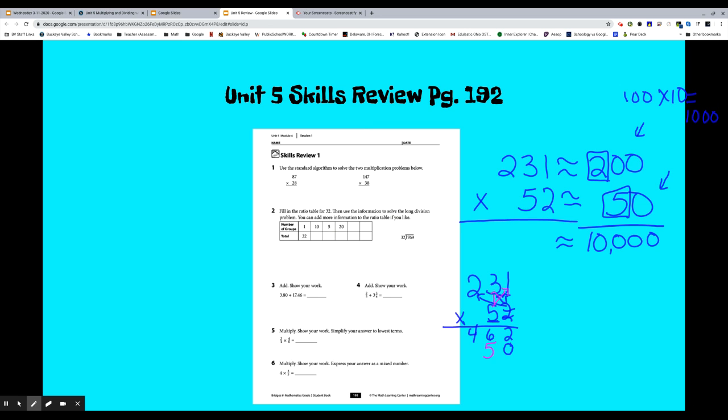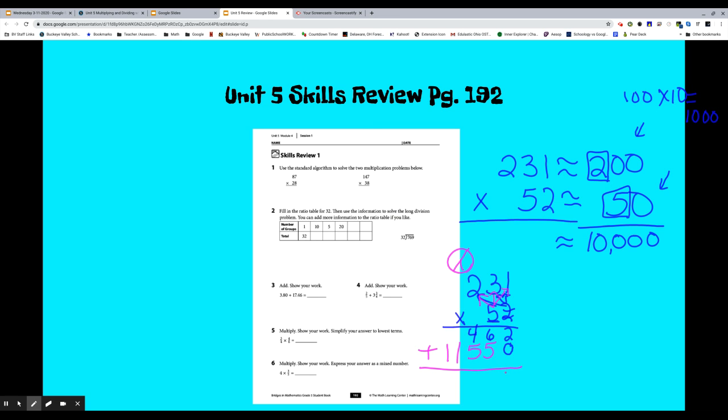5 times 3 is 15. Put down my 5, carry my 1. I circle it because after I multiply, that's going to get added in. 5 times 2 is 10, plus 1 is 11. So now I have the partial products, so I'm just going to add to get the final product.